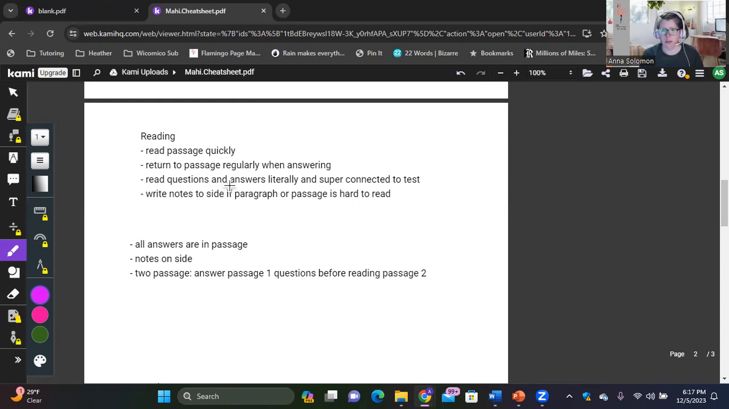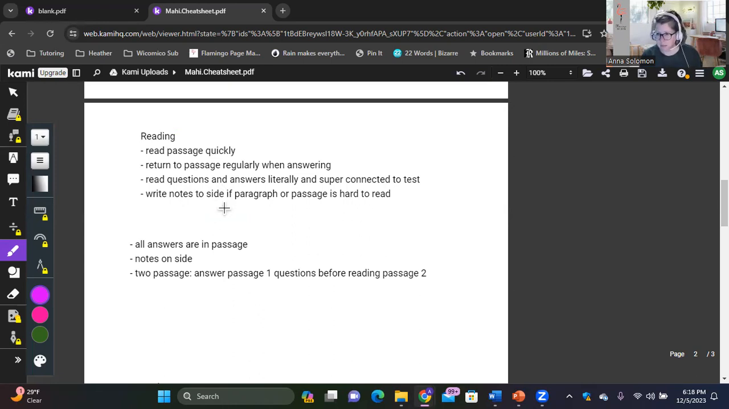We want to read the questions and answers literally and in a way that is super connected to the test. The ACT, again, is very literal. So if the question says, according to the passage, it'll be in there. The trick might be finding it. That can be difficult. So we could use keywords in the question or keywords in the answers to help us find it. Or we could also give up. That is always an option, and sometimes it's your best one if it's taking too much time.